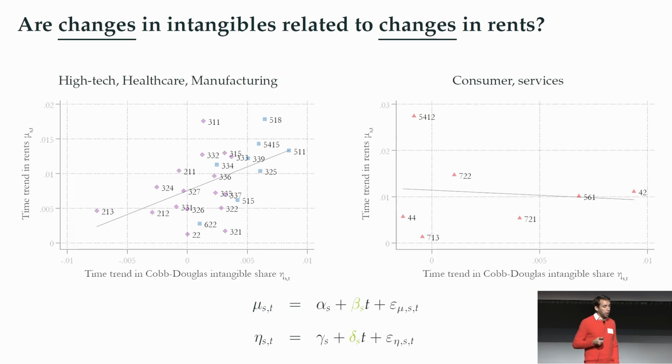And you can see that within the high-tech, healthcare, manufacturing subsector, whenever there's a positive time trend in intangible intensity, you also see the same in rents, in markups. Okay, so there's no causality to ascribe here. We're just noting that in some subsectors, these phenomena look deeply related to one another, at least in the data.